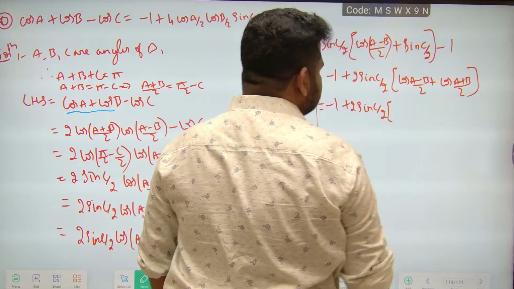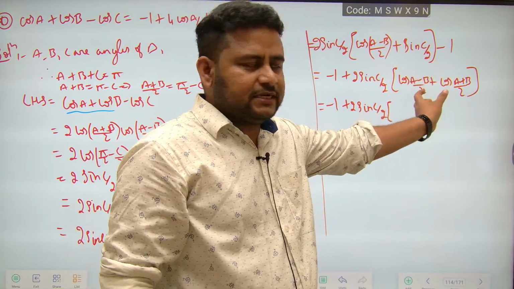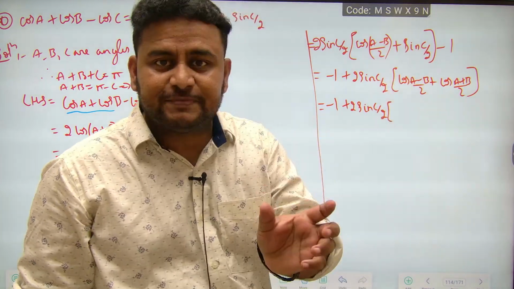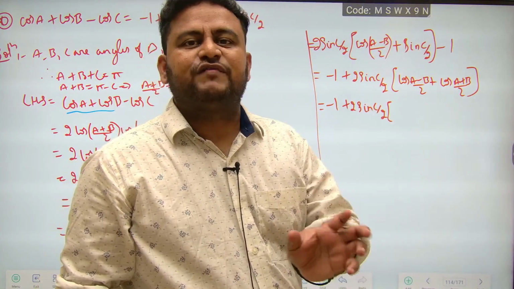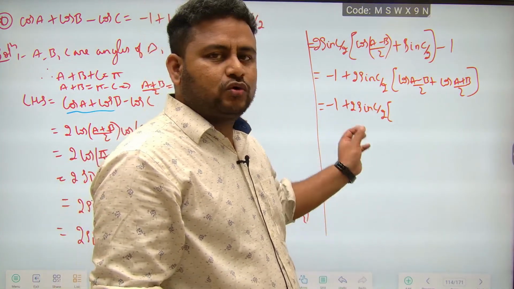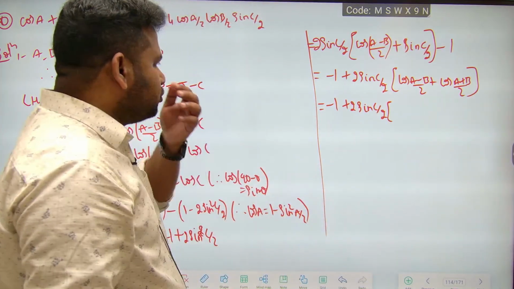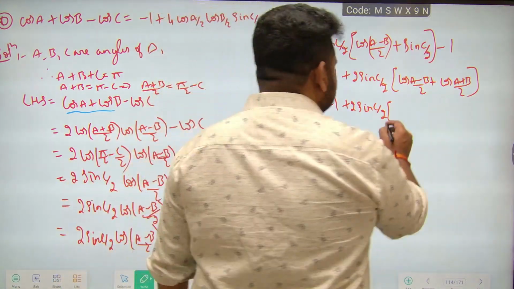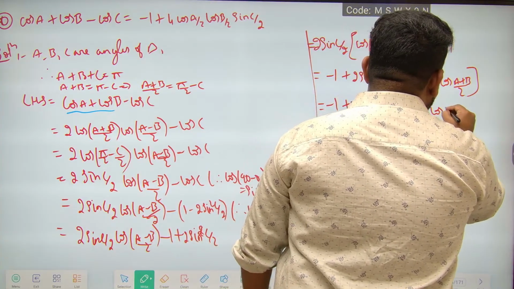So this is of which form? Cos of (A plus B) plus cos of (A minus B) is nothing but 2 cos A cos B, correct? Here A is A/2 and B is B/2. So this will become 2 cos A/2 into cos B/2.